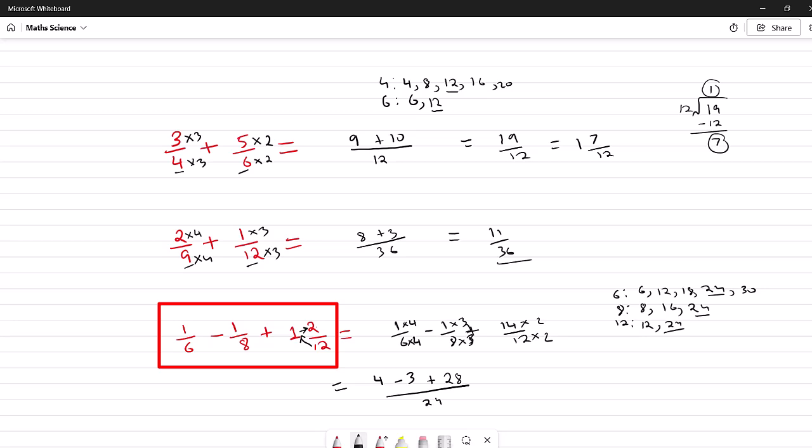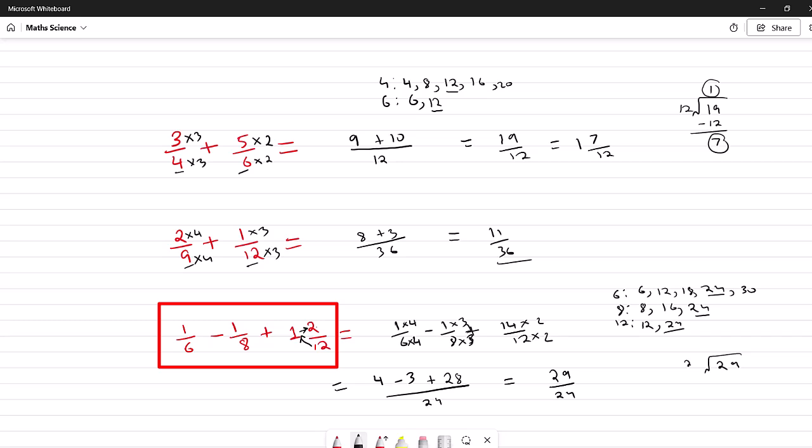That's our least common denominator, so 24. And then this just becomes 4 minus 3 is 1. 1 plus 28 is 29. So 29 out of 24. And you notice here this is an improper fraction because this number is greater than this number. So we can simply divide this.